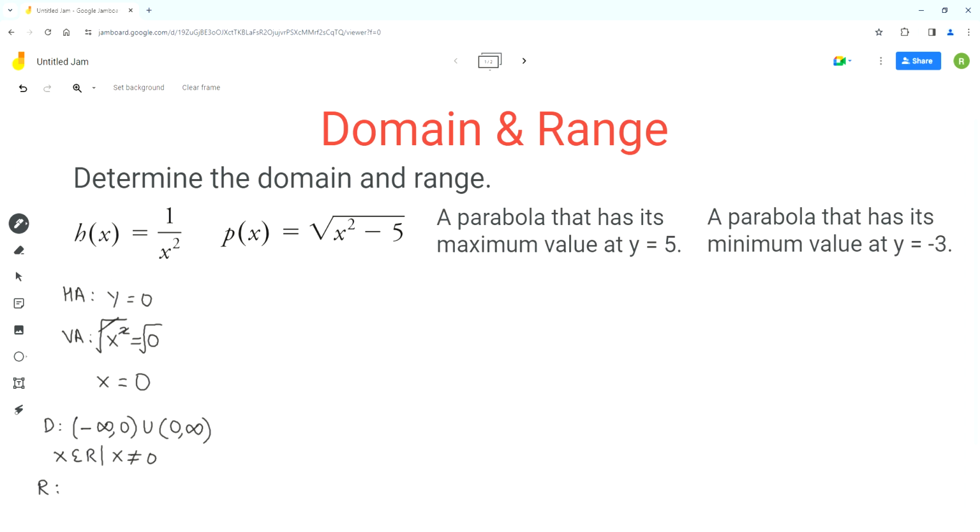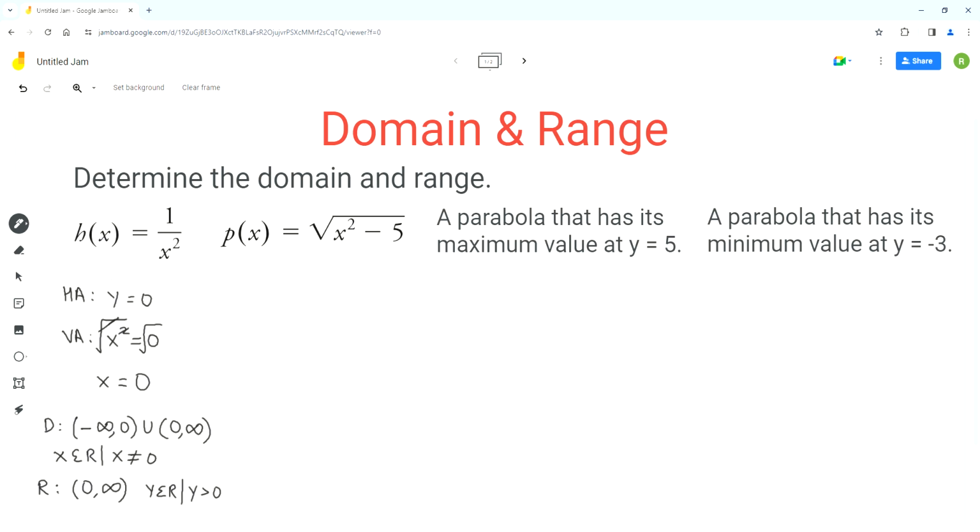So that means the range will be all y values greater than 0. They cannot equal 0 because there is a horizontal asymptote at y equals 0, and they cannot go below 0 because the function has a square on the x and there is no other x term in this function. So the range will be 0 to positive infinity, and 0 is not part of the range because there is a horizontal asymptote at y equals 0. In the other notation, we can write the range as y is an element of the real numbers and y is greater than 0. There's a very important concept you need to understand and memorize about this type of function.